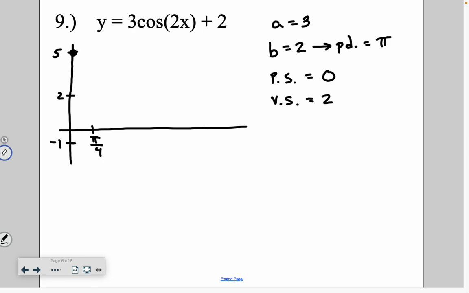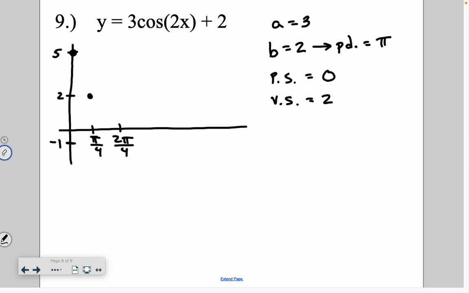We go from maximum, and the next point will then be a midline. We add another pi over 4. And you can leave this, I think I told you this yesterday, as 2 pi over 4. Could you reduce it to pi over 2? Absolutely. I think it's easier because if you leave it, then you can just keep common denominators. You don't have to worry about it.